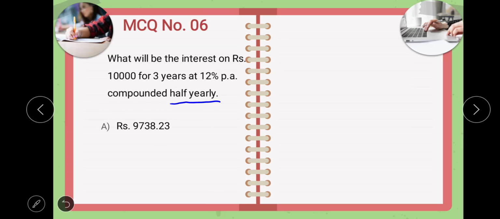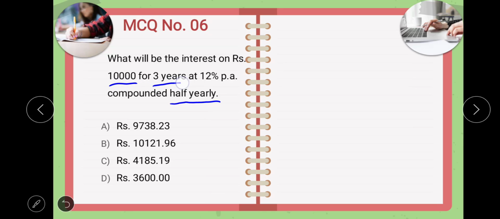Option A, rupees 9,738.23. Option B, rupees 10,121.96. Option C, rupees 4,185.19. Option D, rupees 3,600. So very simply it will be solved. What will be the interest on rupees? So principal is given, period is given and rate of interest is given, but it is compounded half yearly.